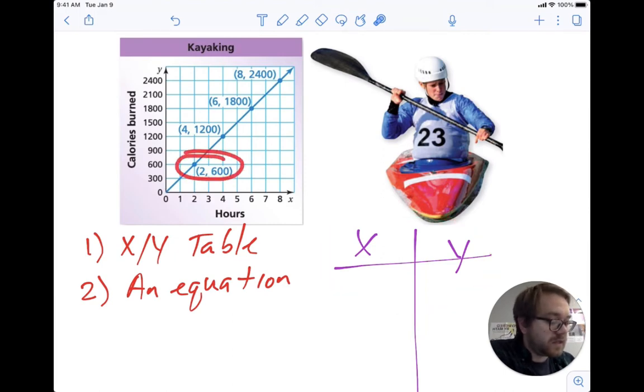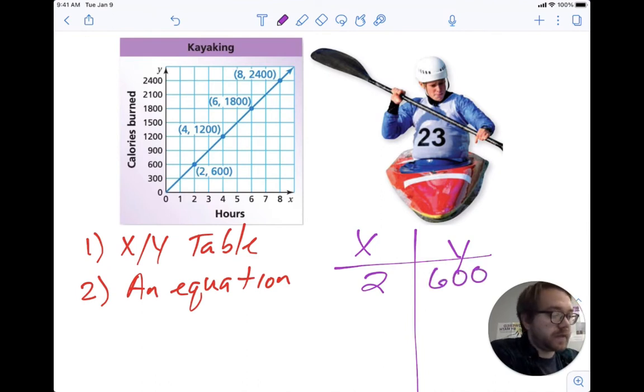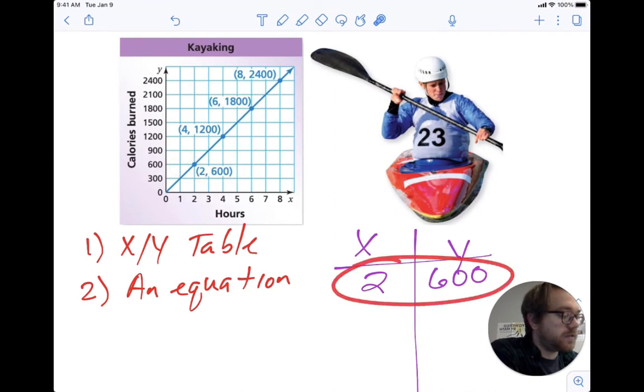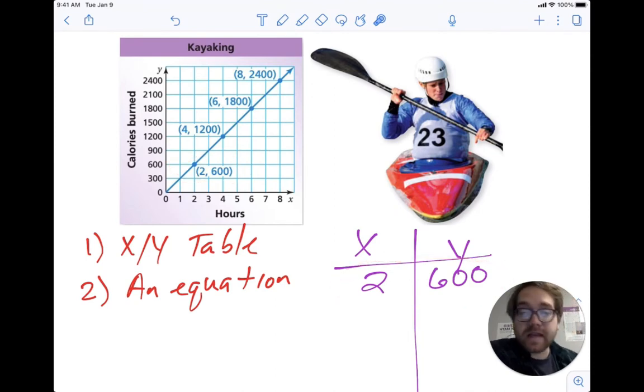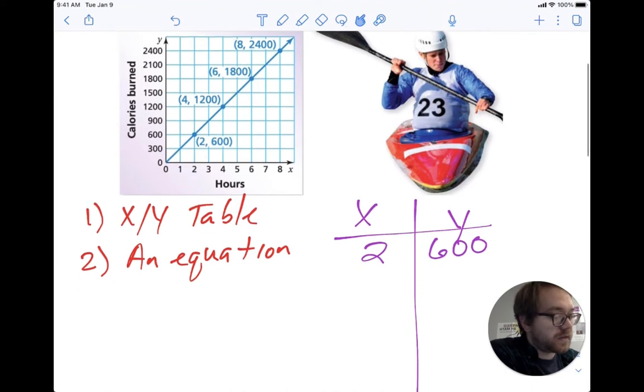So my first point is here, 2, 600. Now you've got to remember which is the X and which is the Y. The 2 is my X, the Y is 600, right? You can see my X's down here are the hours, and my Y's over here are the calories burned. So my first X in this image that I'll put is 2, and the Y that goes with it is 600. Okay? That's this point right here, 2, 600. My X is 2, my Y is 600. So what this is saying is, after 2 hours of kayaking, this person has burned 600 calories. Okay? That's what this graph is showing us.